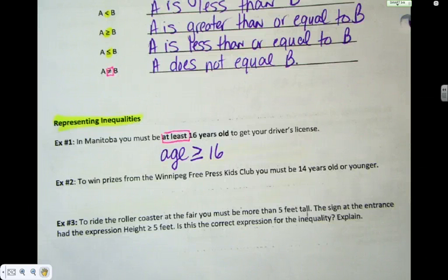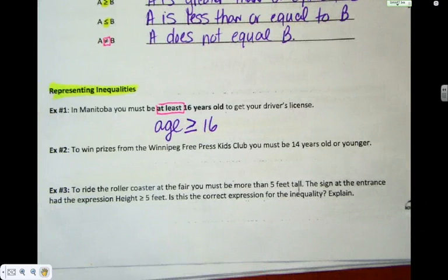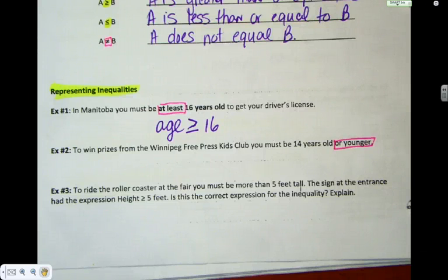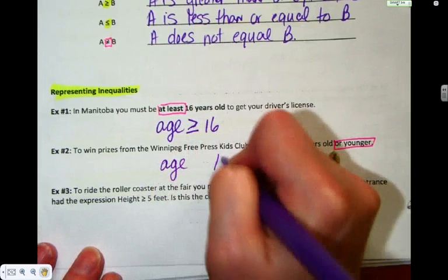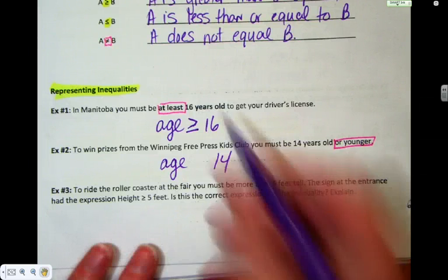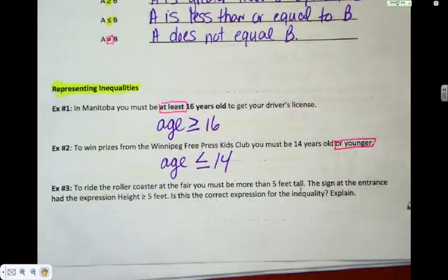To win prizes from the Winnipeg Free Press Kids Club, you must be 14 years old or younger. Keywords in the question that tell you this is an inequality: or younger. So your age, something 14. 4 choices, greater than, less than, greater than or equal to, less than or equal to. Well, what does younger mean, greater than or less than? Less than. Then you just need to figure out if it's or equal to. So can you be 14 or can you not be 14? You can be 14, so this is less than or equal to.